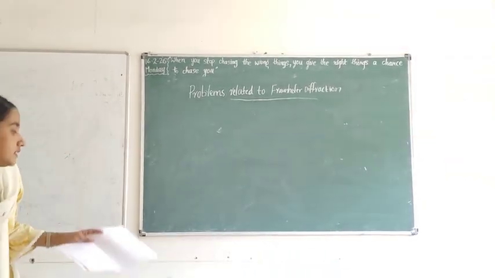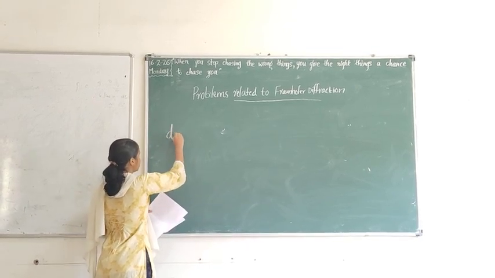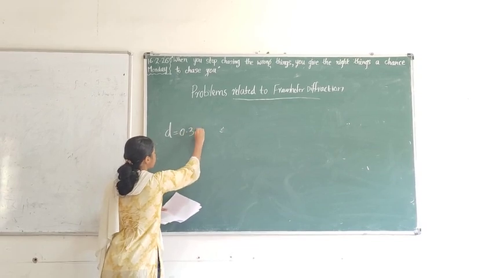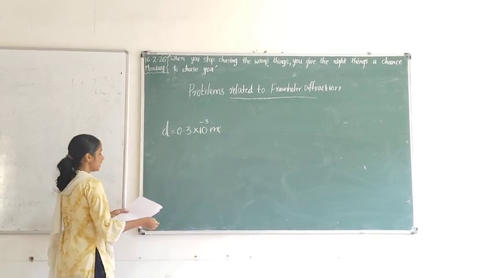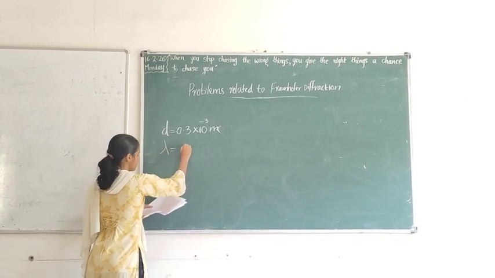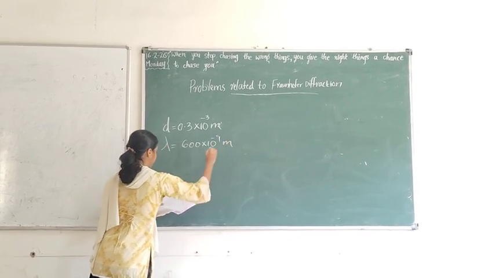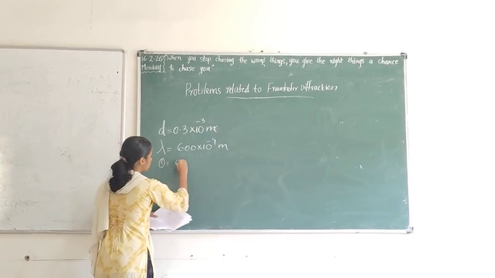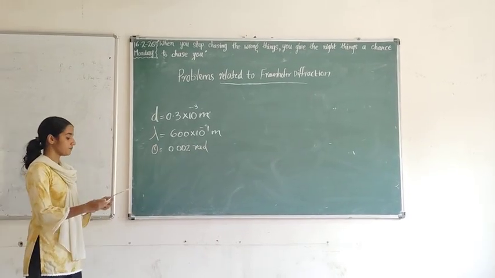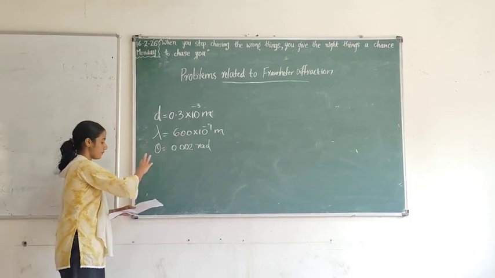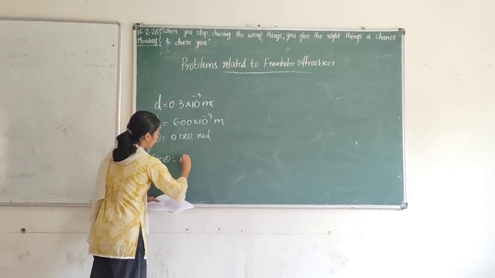So first write the given data. Here d is equal to 0.3 into 10 raised to minus 3 meter. Then wavelength lambda is equal to 600 into 10 raised to minus 9 meter. Then theta is equal to 0.002. We know the condition for maximum: d sin theta is equal to n lambda.